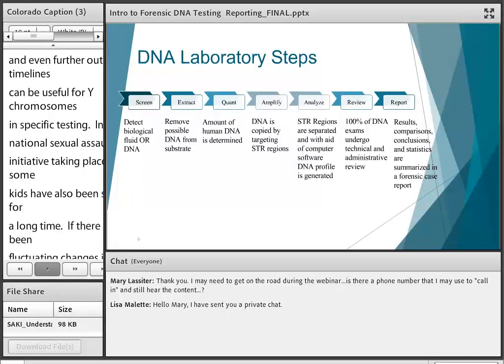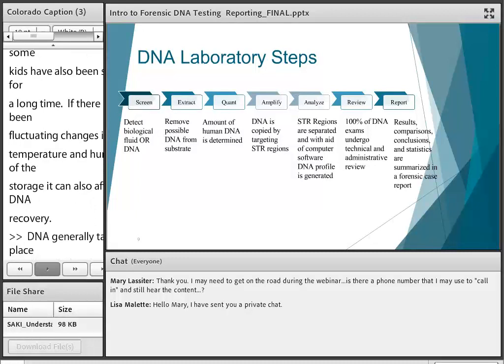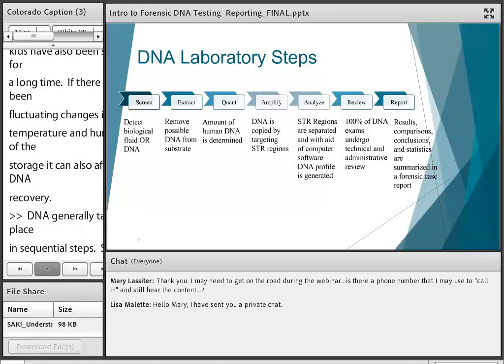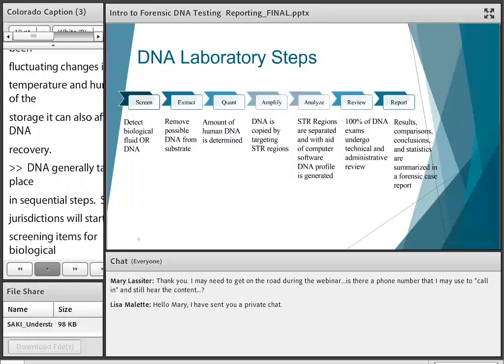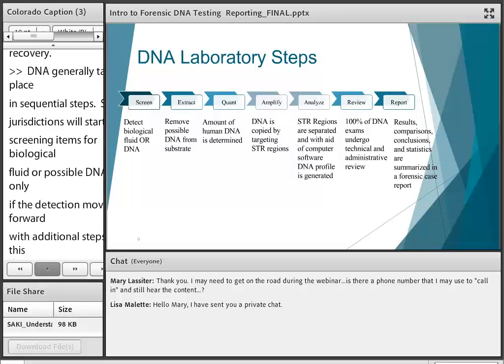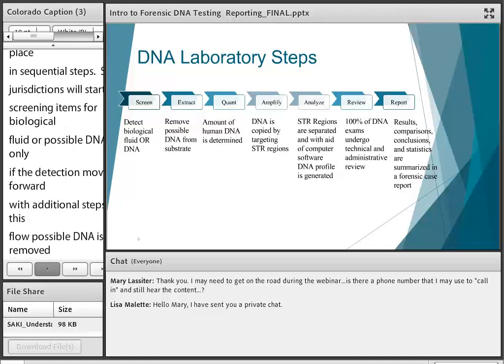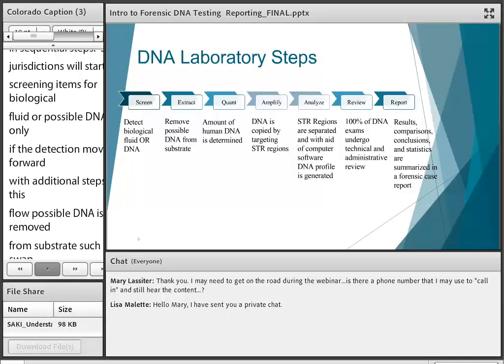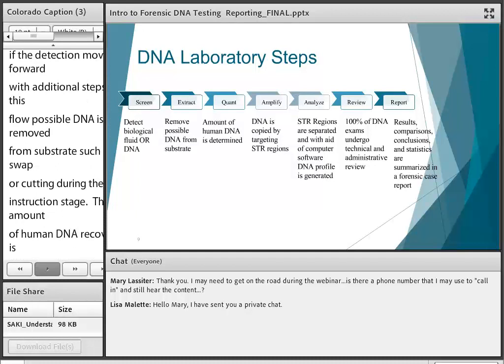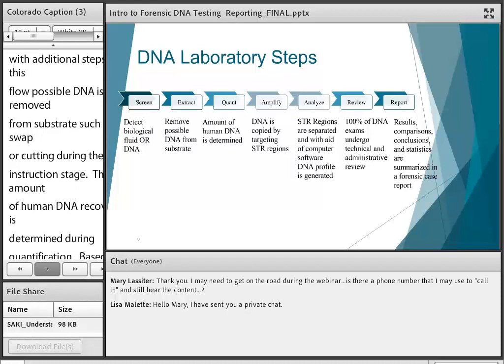So DNA testing generally takes place in sequential steps. Some jurisdictions will start by screening items for biological fluid or possible DNA, then only if detected, move forward with additional steps. In this flow, possible DNA is then removed from substrates such as a swab or cutting during the extraction stage. The amount of human DNA recovered is determined during quantification, and based on that, the STR regions of choice, currently commonly at least 20 locations, are targeted for amplification, where the STR regions are copied.